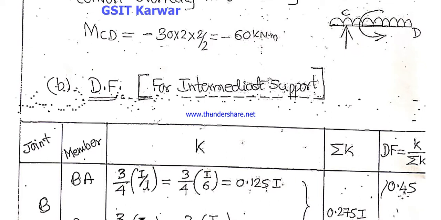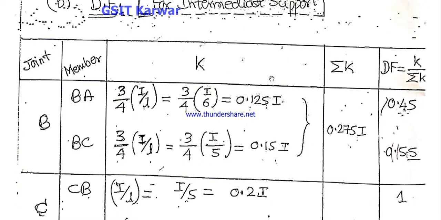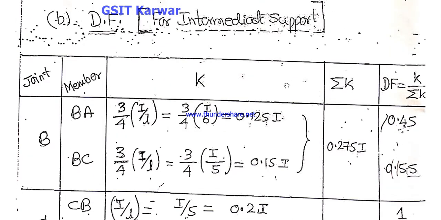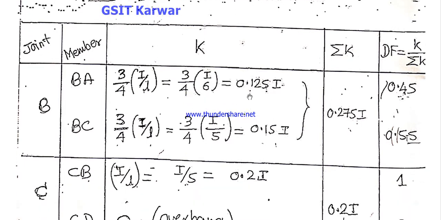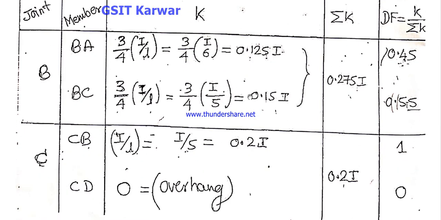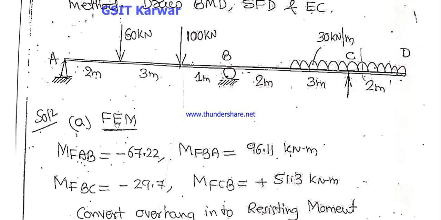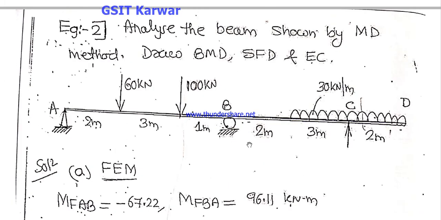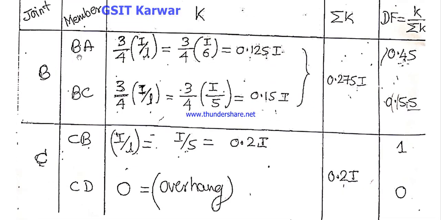Next, calculation of distribution factor for intermediate support. How are we going to calculate? We know the table for calculating distribution factor. We should write like this. Here we take joint B and joint C. Considering joint B, the members BA and BC. You can refer to the figure. Considering joint B, we take member BA and BC.